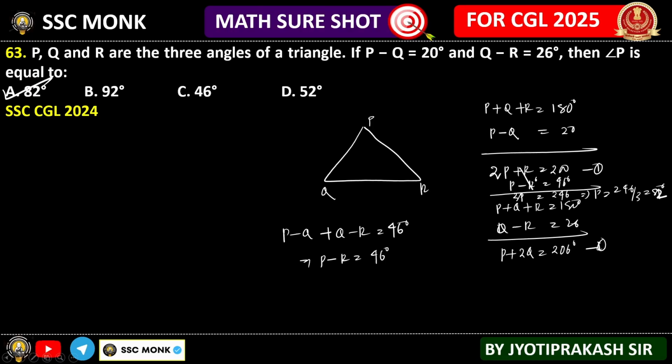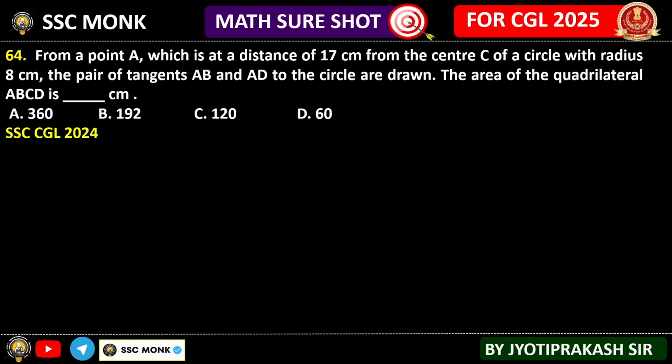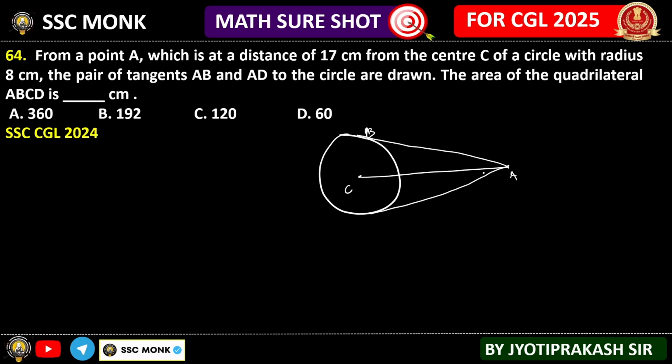82 degree. Done. Next, from a point A which is at a distance of 17 centimeter from the center C of a circle with radius 8 centimeter, the pair of tangent AB, AD to the circle are drawn. So this is a circle. This is point center C. This is a point A. AB is a tangent. AD is another tangent. Okay. The area of the quadrilateral ABCD.